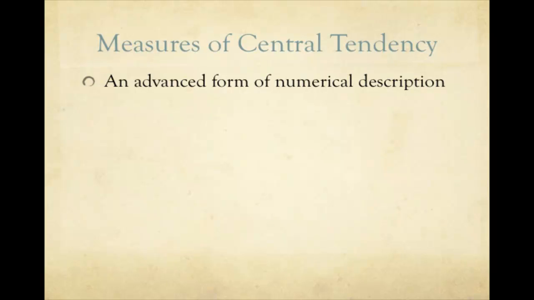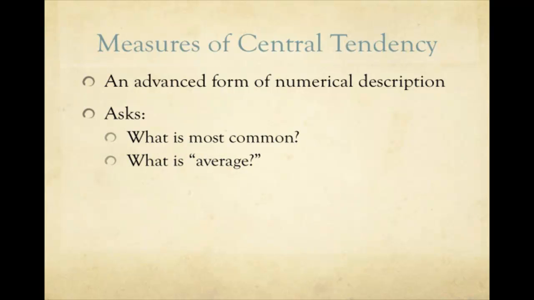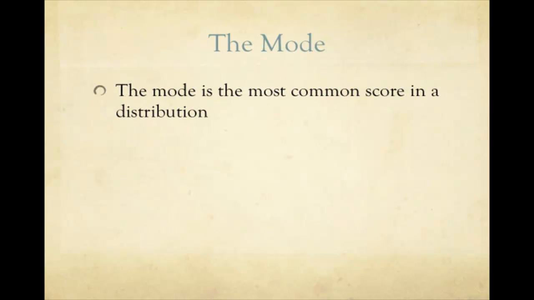And in general terms, this is an advanced form of numerical description, describing things with numbers. And basically, central tendency looks at three different questions. It asks what is most common, it asks what is average, and it asks what is in the middle. So we'll start with the mode. Now the mode is the most common score in a distribution.